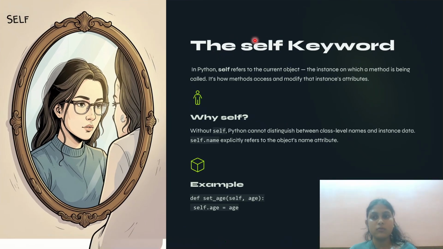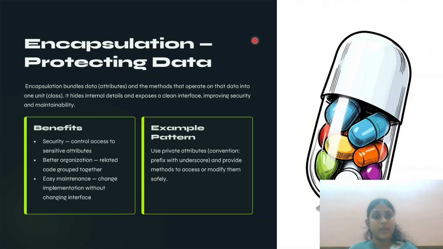Okay, encapsulation. This is one of the most important principles of OOP. The word sounds technical, but the idea behind it is quite simple. Encapsulation means keeping related data and the methods that work with the data together inside a class. That might be confusing, so, simple.